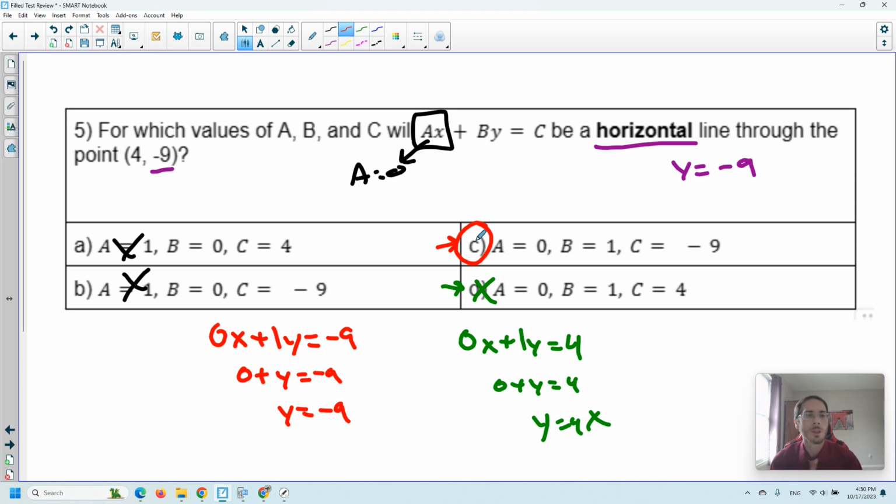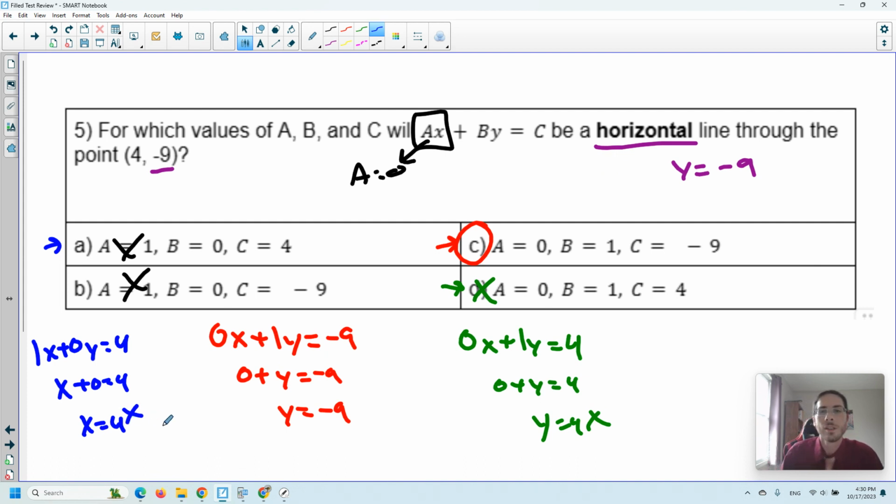Again, if we wanted to, we could double check with the other two. If we just try one of them, let's say we try A, we would get 1x plus 0y equals 4. And that would give us x plus 0 equals 4. X equals 4 is true, but it's not a horizontal line. Horizontal lines are y equals. So we know that's got to be false. So C is the right choice.